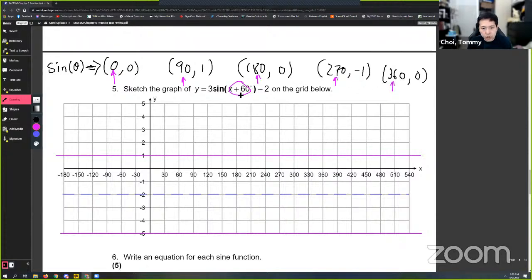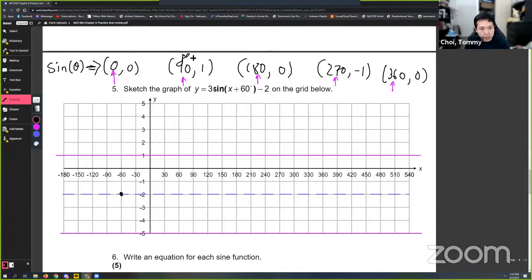Okay? And all you have to do, since we're moving 60 to the left, is shift each x value. So 0, moving 60 to the left, is going to start here on the equation of the axis. So that's going to be our first point here. Sine theta, or sine x, starts at the equation of the axis. And for us, our equation of the axis is at -2 now. So that's going to be our new starting point, because we're moving 60 to the left. And then 90 minus 60 is going to be 30, and it's at the peak.